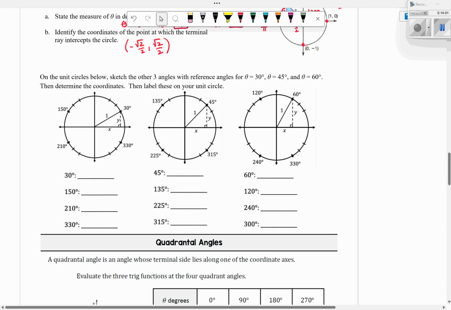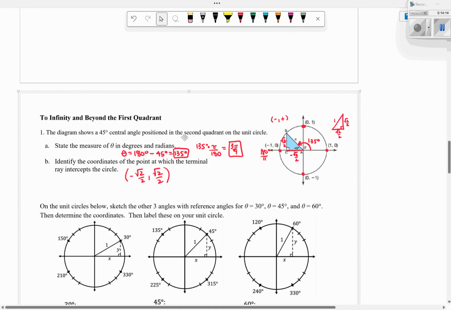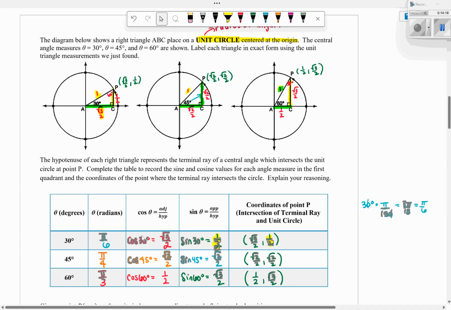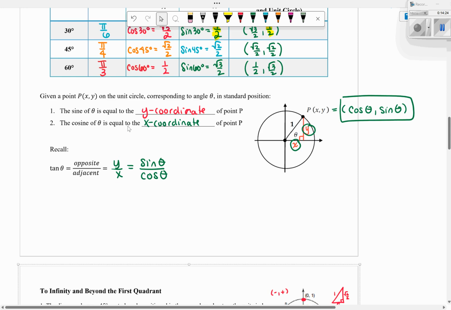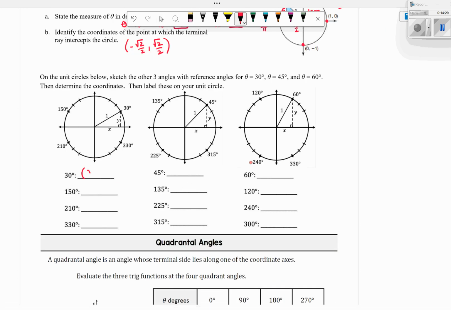So on the unit circles below, it says sketch the other 3 angles with the reference angles of 30 degrees, 45 degrees, and 60 degrees. So here we had 30 degrees. Remember, for 30 degrees, if you forget, we can come back here and look. We use this first circle, and for 30 degrees, we said that point was root 3 over 2, 1/2. You could always draw the triangle if you forget. So that means this would be equal to root 3 over 2, comma 1/2.